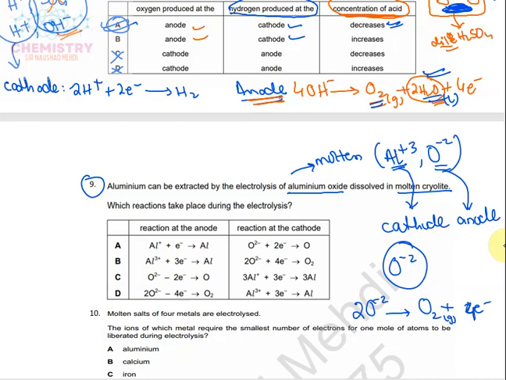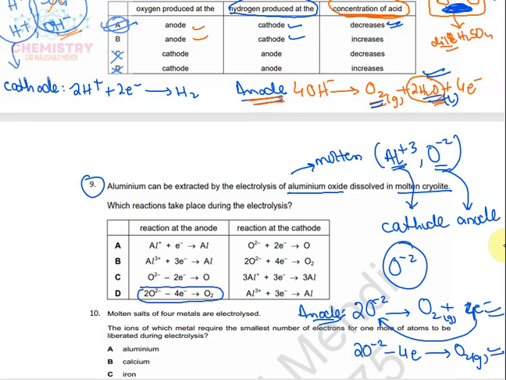So at the anode, this reaction will be taking place. 2 oxide ions will be losing 4 electrons to form the oxygen gas. If you take the 4 electrons to this side, the equation becomes 2O2- minus 4 electrons gives oxygen gas. So this is the alternate way to write this equation. Either you write it in this form or in this form. Here you can see in the table, this is the equation at the anode, and we are getting the similar one.